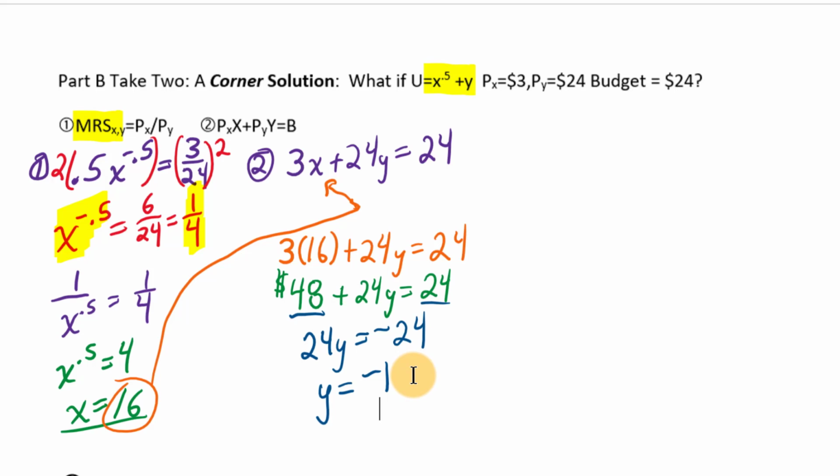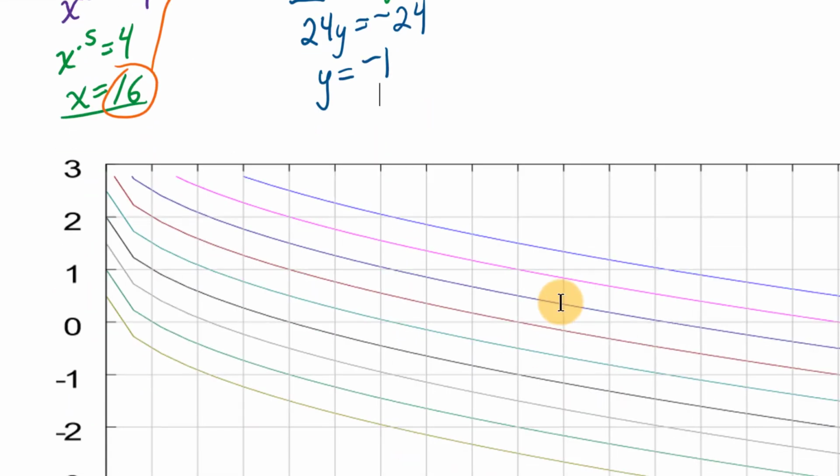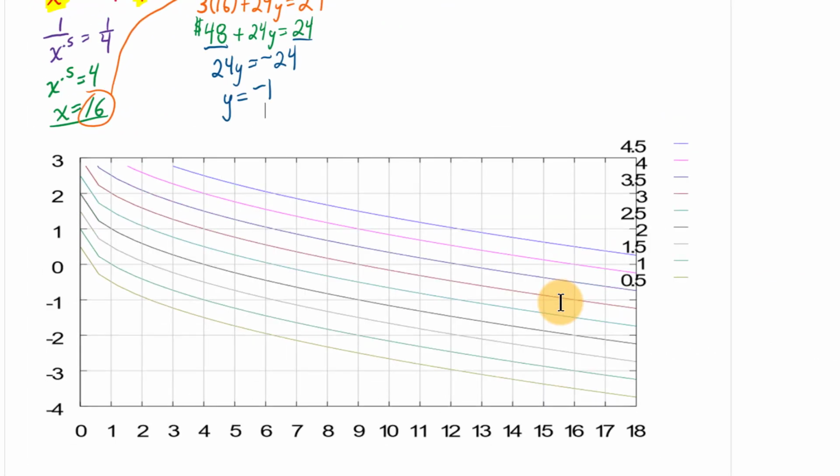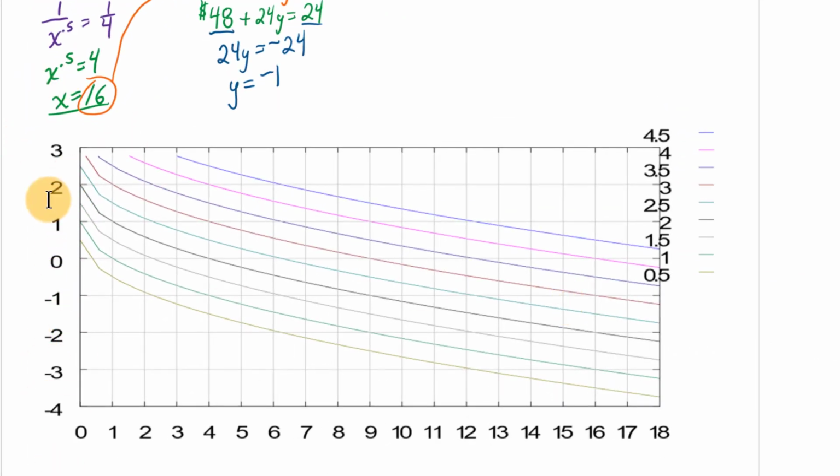Now this could make sense if we really broadened our horizons. Buying negative 1 y might mean that the consumer sells a y, and they use the money from the y they sold to buy more x's. We're not going to allow that in this standard kind of problem, but in the real world, I guess that could be possible in some circumstances. Let's graph everything and see what's happening here. So on this indifference curve map, I have the y's going down into the negatives so that we can see what's happening here. Let's graph the budget line.